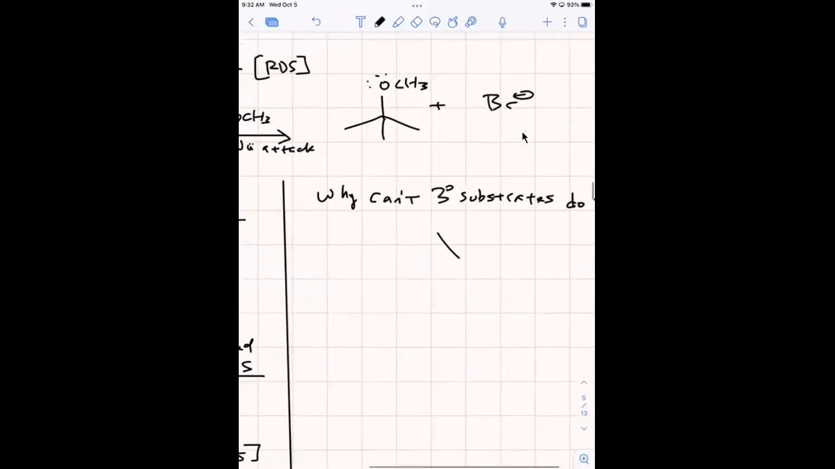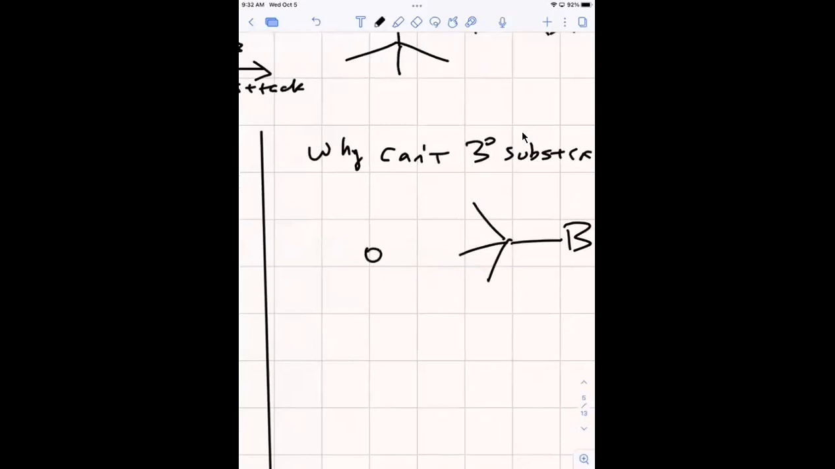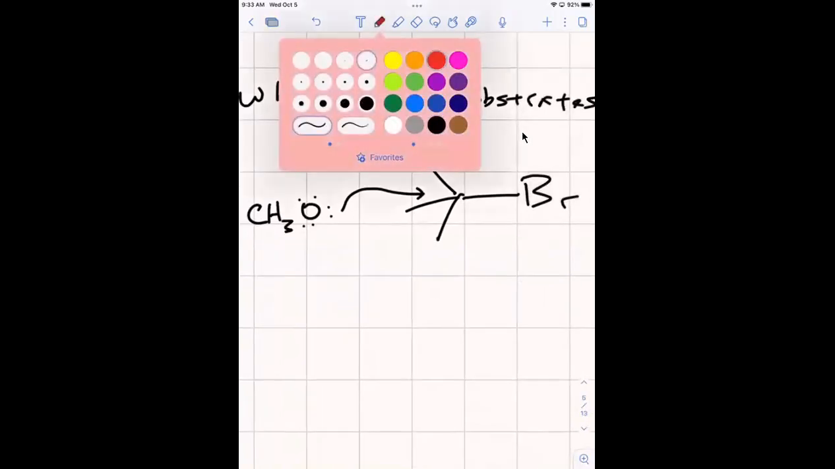Like, what would that look like? So here's my substrate. Here's my leaving group. Where would the nucleophile come from if this went through SN2? Would it come from the front or would it come from the backside? It would have to come from here, because the nucleophile is not going to come from the same side where your leaving group is. And so when that's the case, this will never happen.